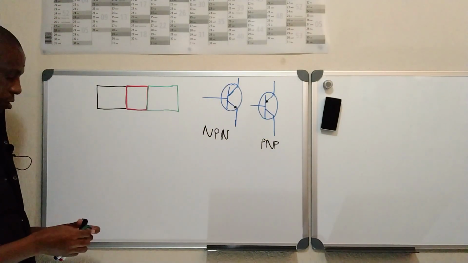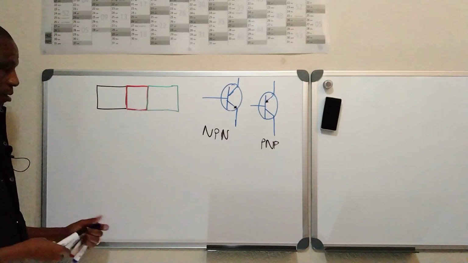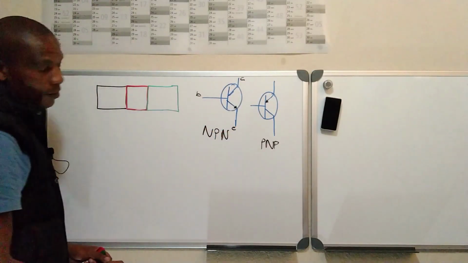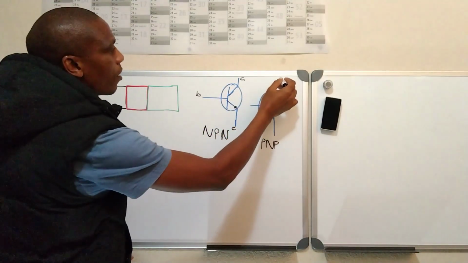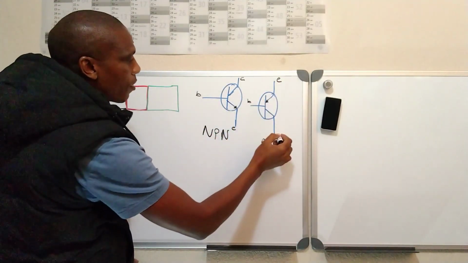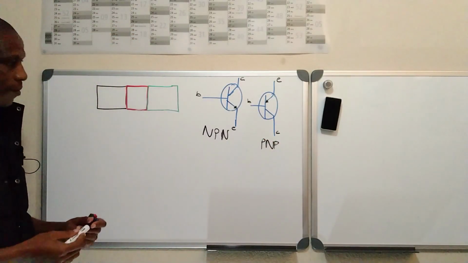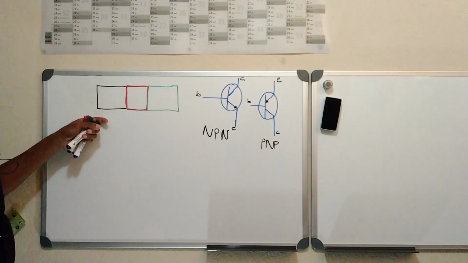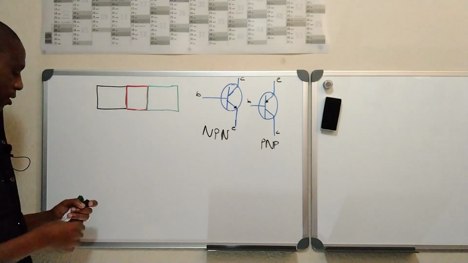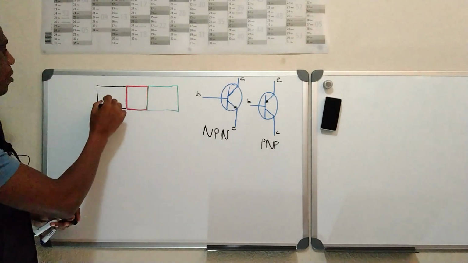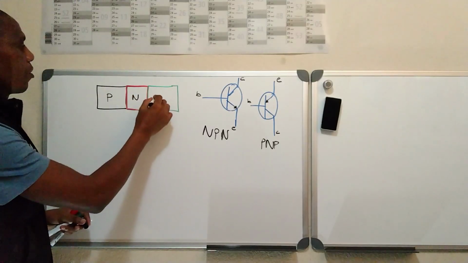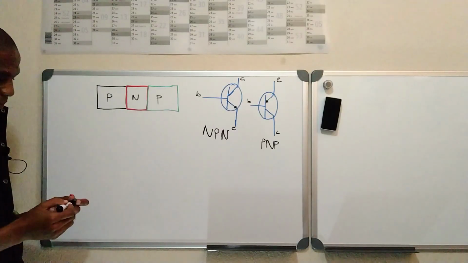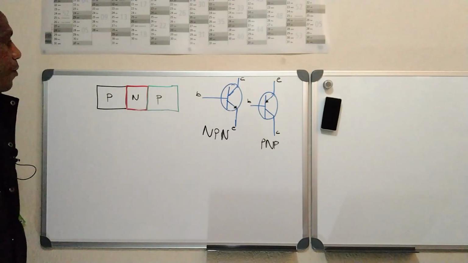These terminals are called collector, base, emitter. This one is called emitter, base, collector. You see, if this interior part, let's say for instance, was a PNP transistor, therefore this part will be a P, this one will be an N, and this one will be a P. So it's an emitter, base, and a collector. Can you see that? Yes, sir.